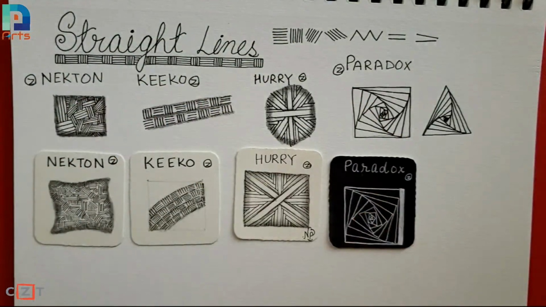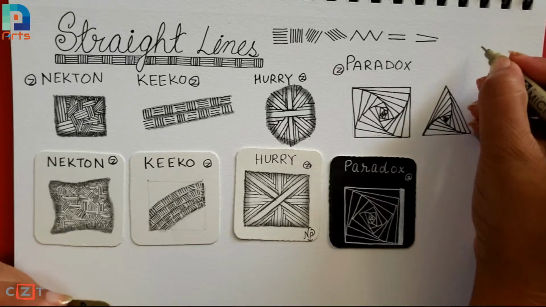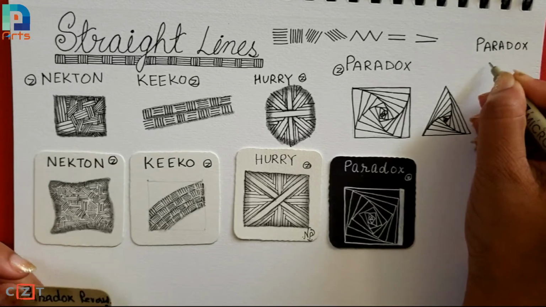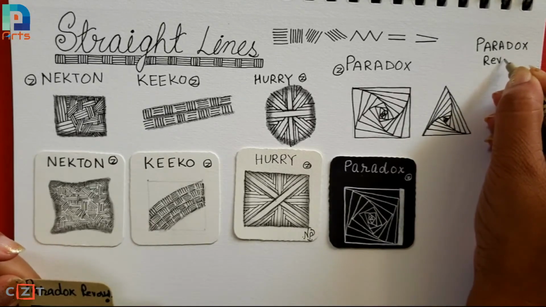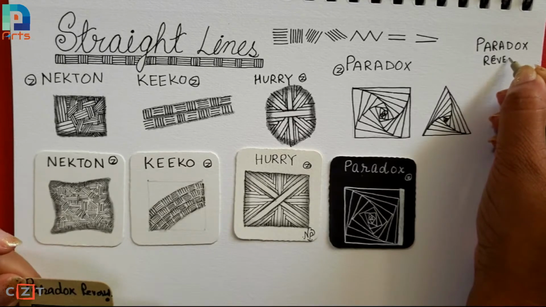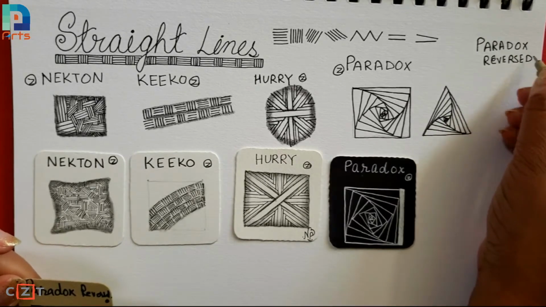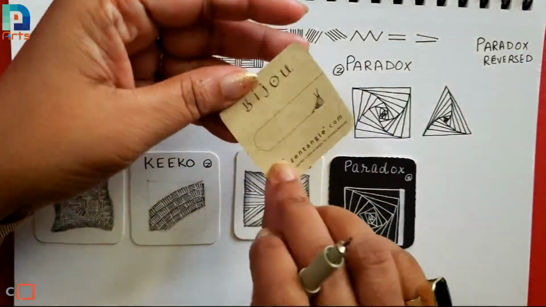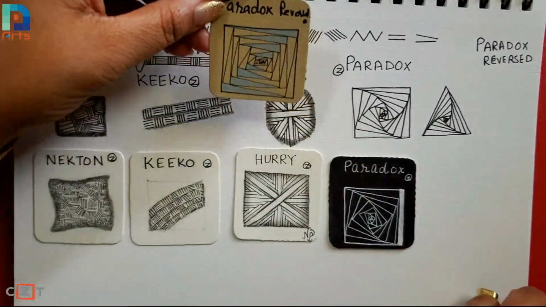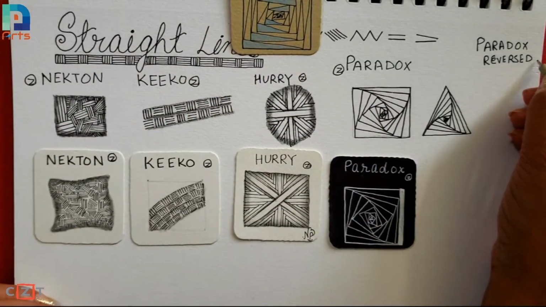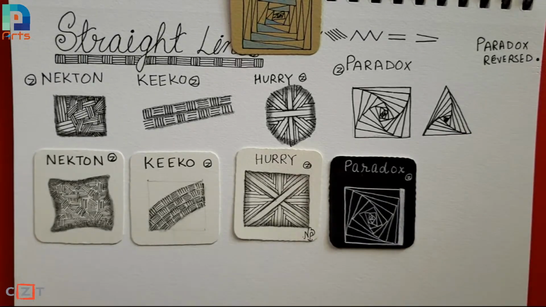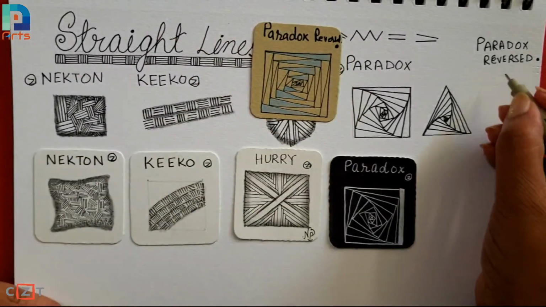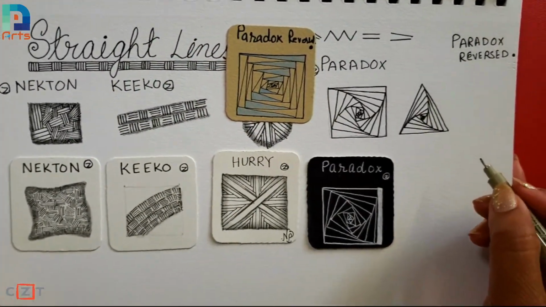This is paradox, and now this is paradox reversed. And paradox reversed, I don't really know who deconstructed it. I just forgot to write it, but this is a tangle and I'll write it down who deconstructed it. Okay, I'm really sorry I didn't write it on the back of this tile. So in the paradox reversed, how it goes, please take a look.